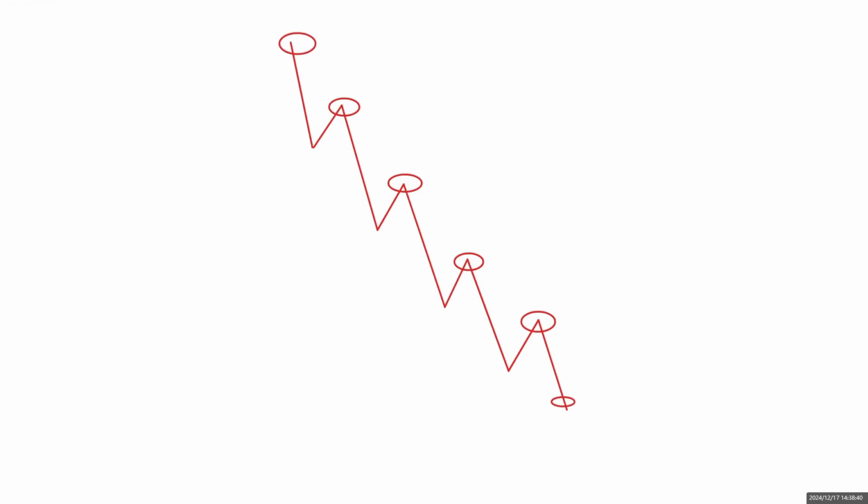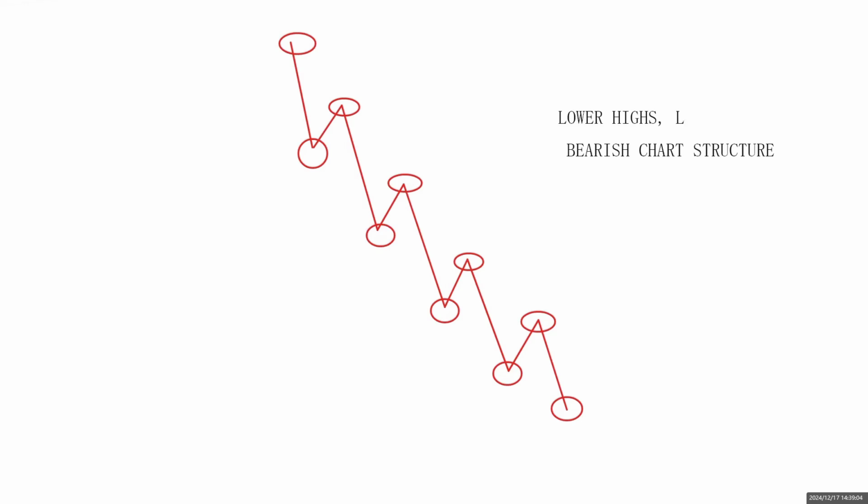Okay, so this is a lower low because it's lower than this. This is also a lower low because it's lower than this. This is a lower low. This is a lower low, and this is regarded as a low. Okay, and these are the coordinations that make up a bearish chart structure. So that is the bearish coordinations of what? Of lower highs and lower lows.